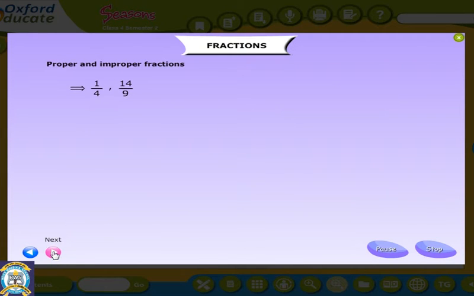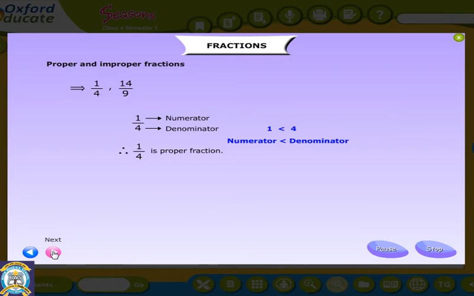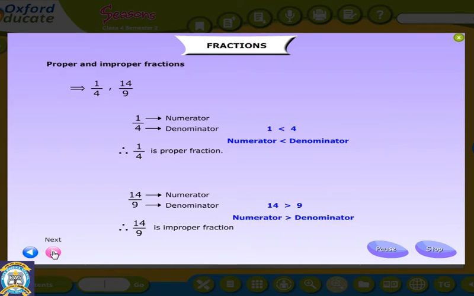Proper and improper fractions. Fractions can be classified as proper and improper fractions. In the above example, the numerator is less than the denominator. Therefore, 1/4 is a proper fraction. In 14/9, the numerator is greater than the denominator. Hence, this is an improper fraction.